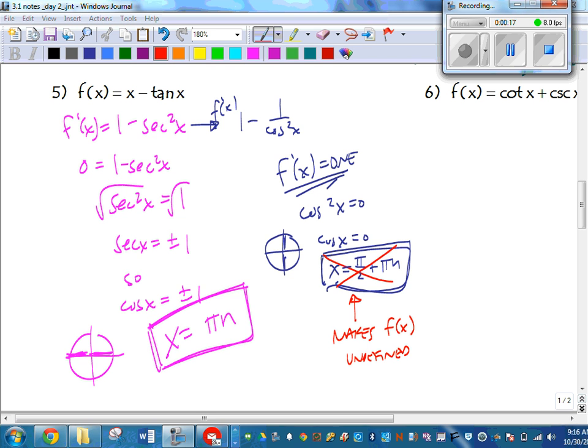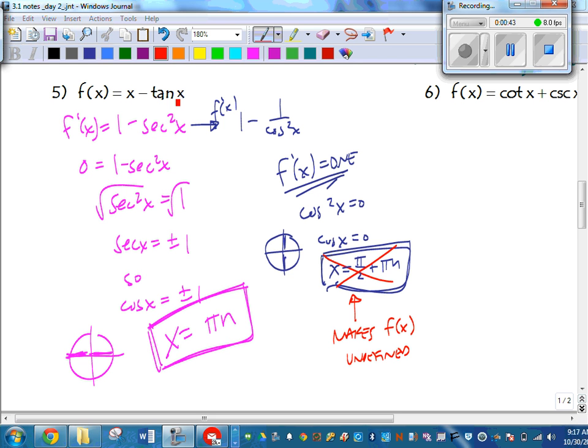And we get secant squared equals 1. Take the square root, we get secant equals positive or negative 1. And secant is the reciprocal of cosine. So cosine would have to be equal to positive or negative 1 also, since the reciprocal of 1 is 1. So we want to figure out when is the cosine positive or negative 1. That happens when x is 0, pi, 2 pi, all those coterminal angles. So we get x equals pi m.